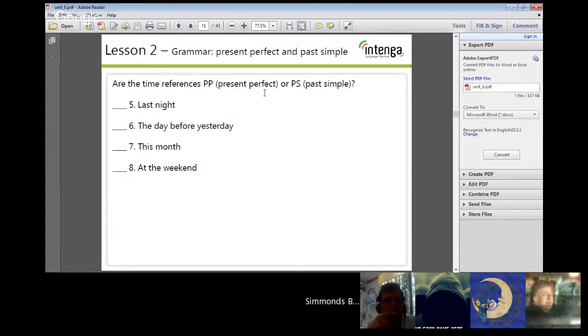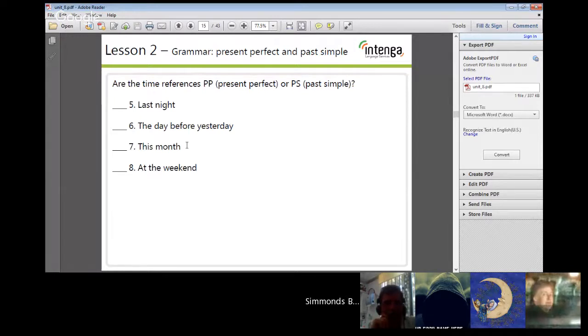Last night, present perfect or past simple? Past simple. Correct. Last night finished, so past simple. The day before yesterday. Past simple. Yeah, the day before yesterday, 2 days ago, finished. All right, this month. This month, I think, present perfect. Hasn't finished yet.